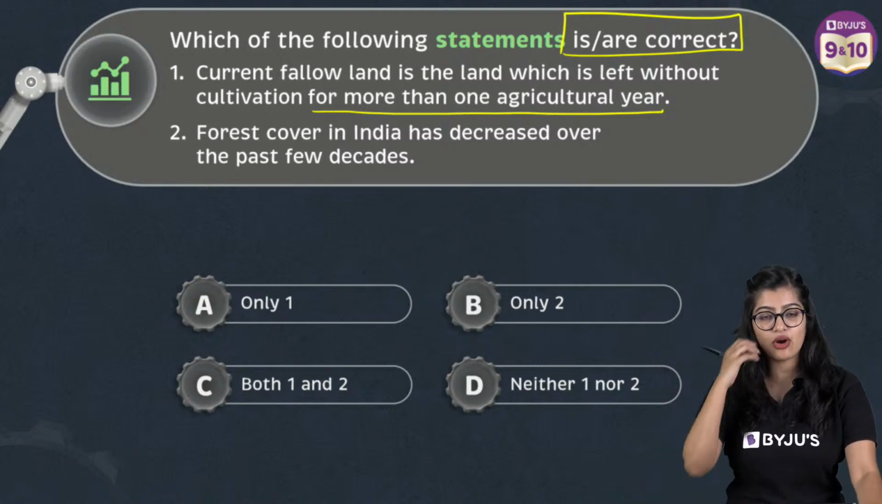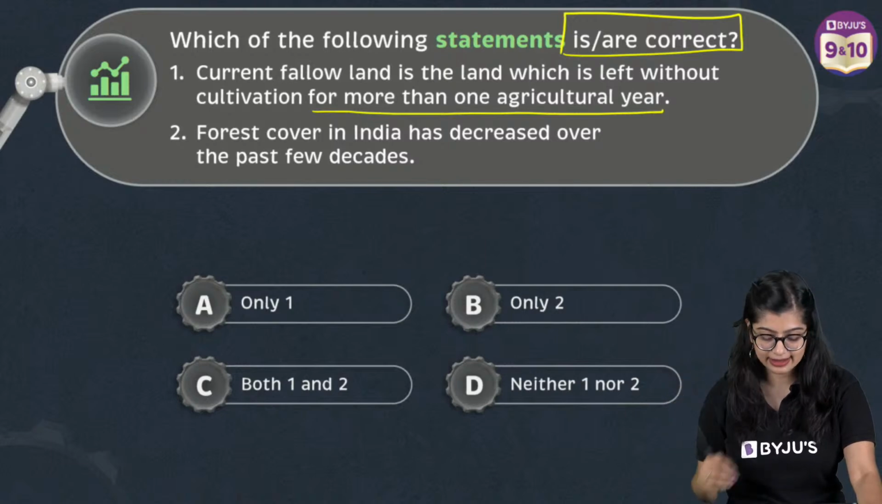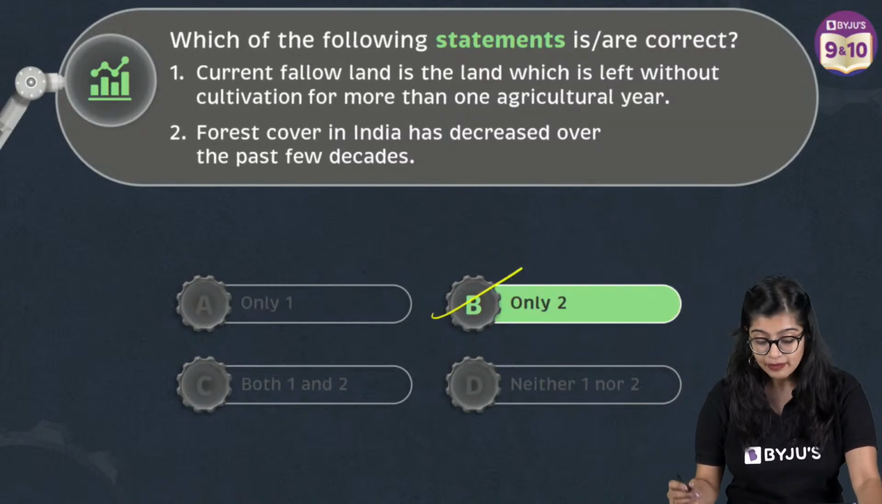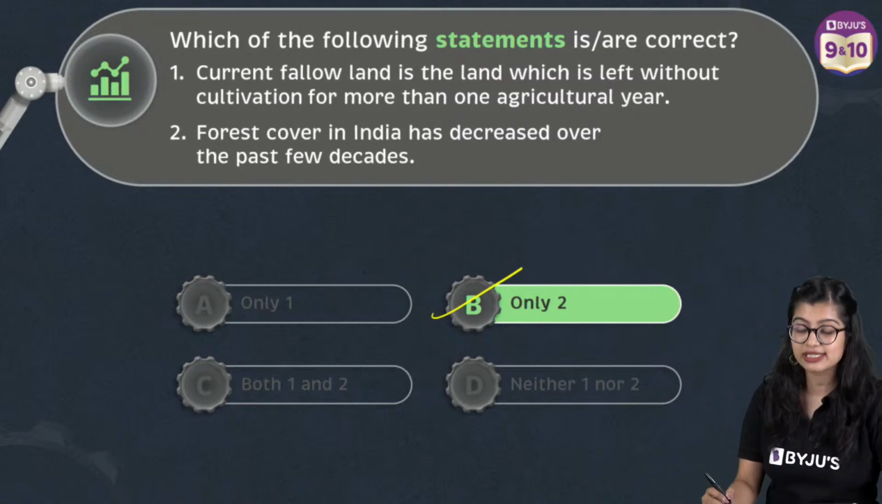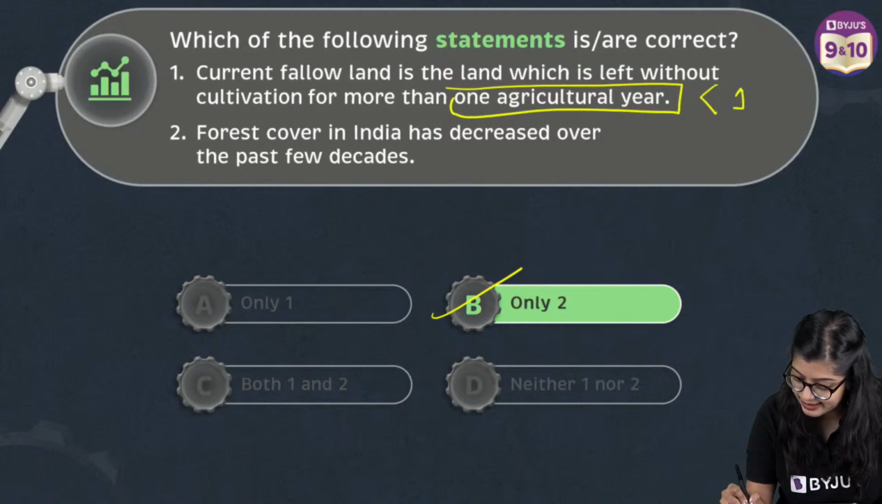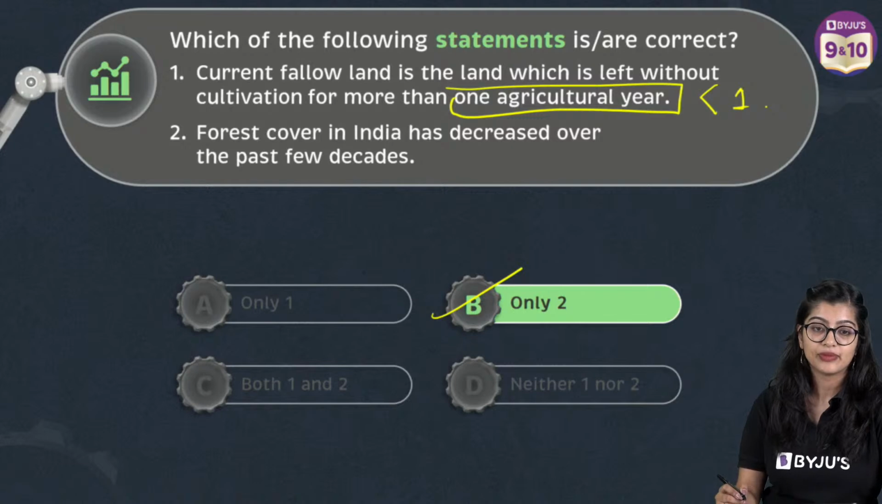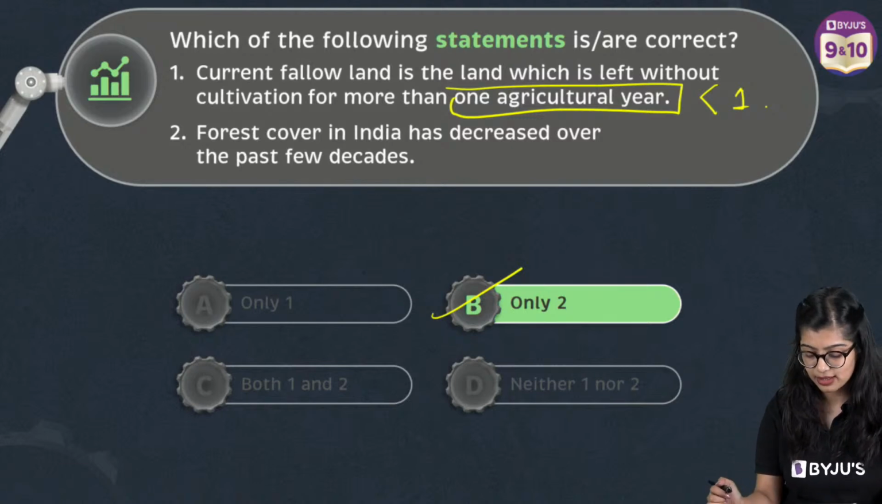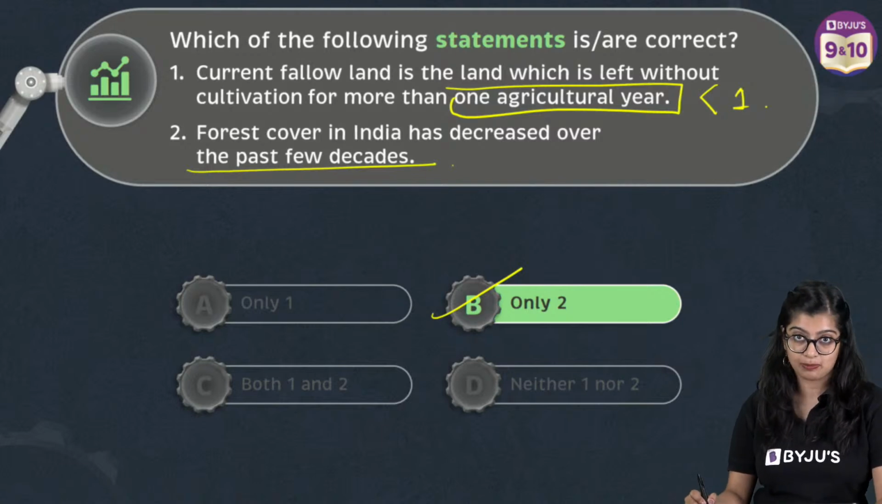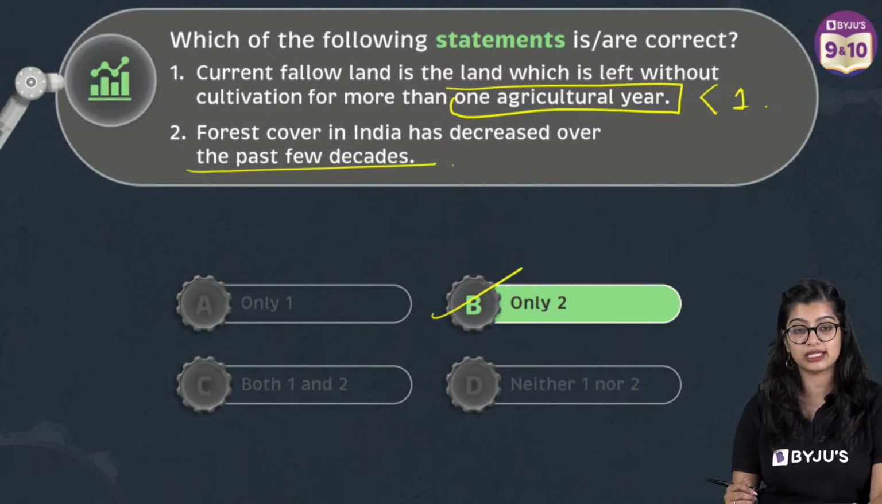Okay, very good, all of you. Exactly. The correct answer here is option B, only 2, right? Because if you think about it, what is current fallow? Current fallow is land that is left uncultivated for less than 1 agricultural year, not more than 1 agricultural year. And we know that forest cover in India has decreased over the past few decades, which is why this statement is true.